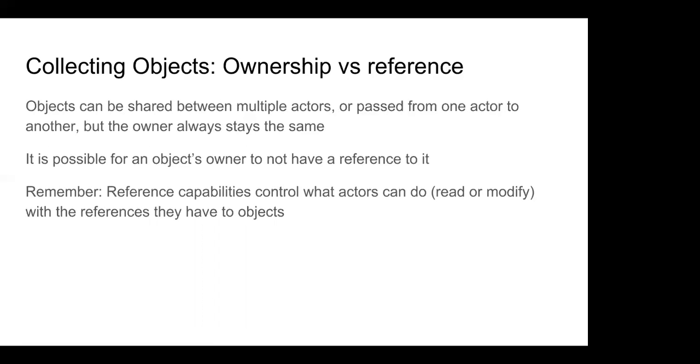Now, there's a difference between ownership and reference. We've talked about reference, and we're now talking about ownership here. Objects can be shared between multiple actors or passed around from one actor to another, but the owner always stays the same. The owner is always the actor that created the object, even if that actor gives up a reference to that object, and the object is only referred to by other actors. So it's possible for an object's owner to not have a reference to it. And again, remember that reference capabilities control what actors can do with references they have to objects.